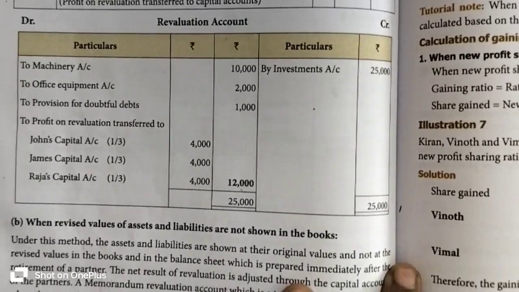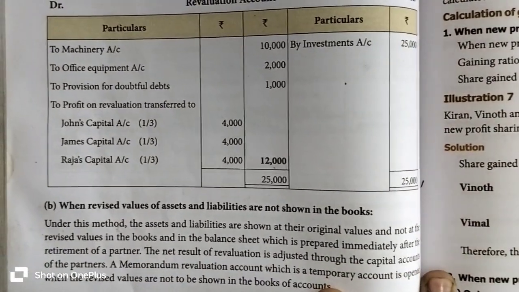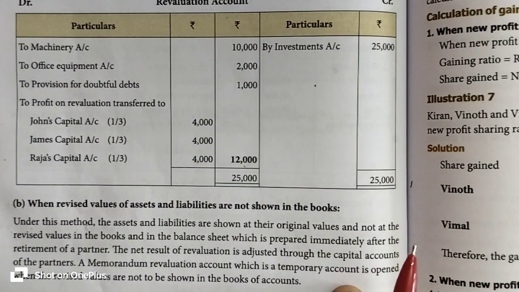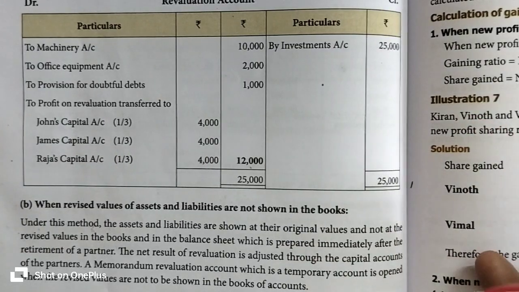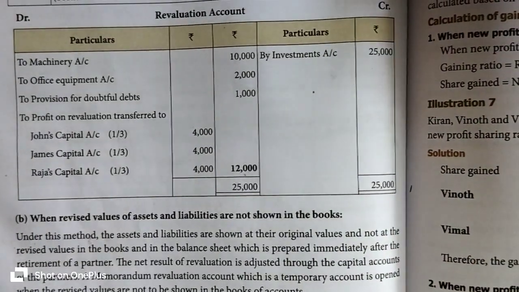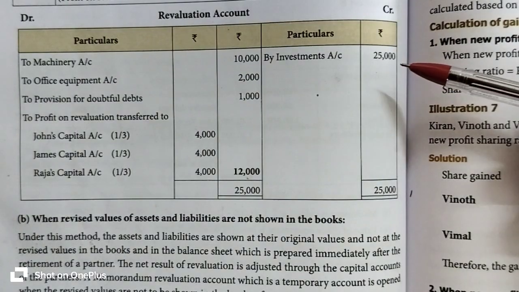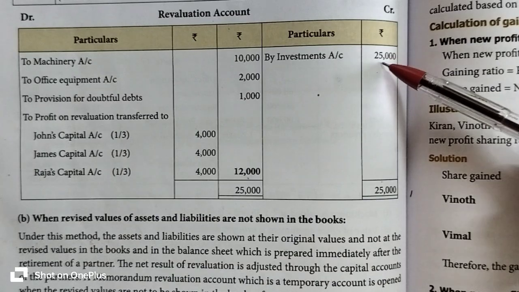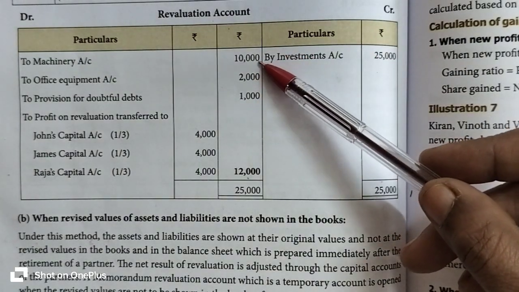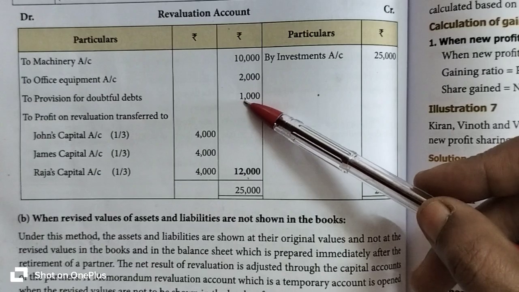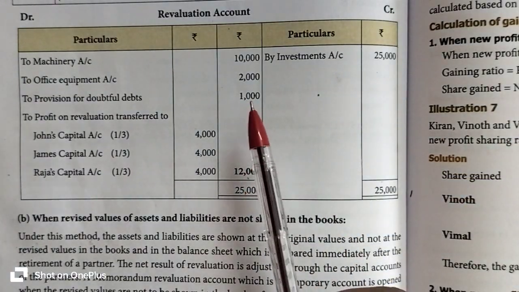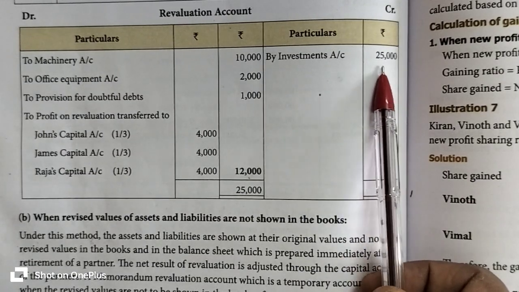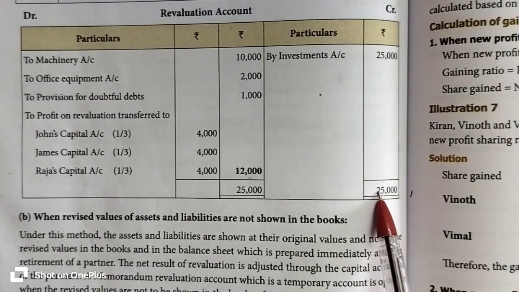Okay, so now we have to find out the balancing figure. How can you find it? First you have to calculate the total. Whichever side has the higher value, that side we consider as the total. As per the rule, the credit side has the higher value than the debit side. Credit side we have 25,000, debit side we have 10,000 plus 2,000 plus 1,000, 13,000 rupees. So which side has the higher value? Credit side, 25,000. So we consider the credit side as the total, 25,000.